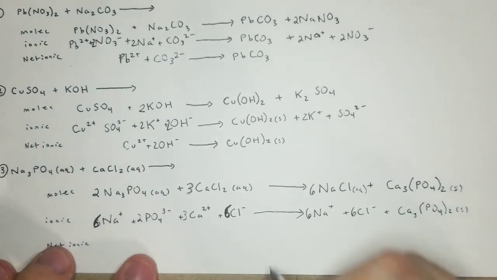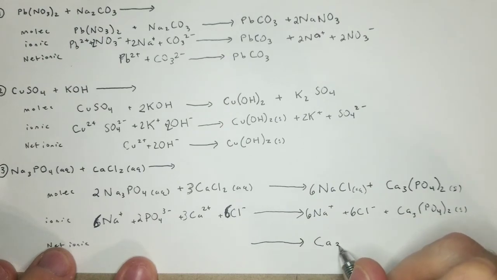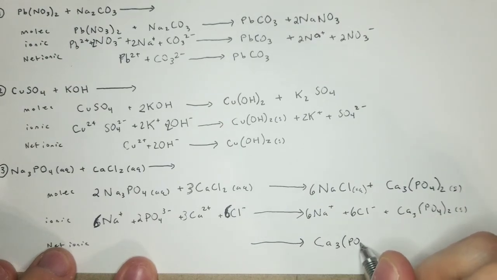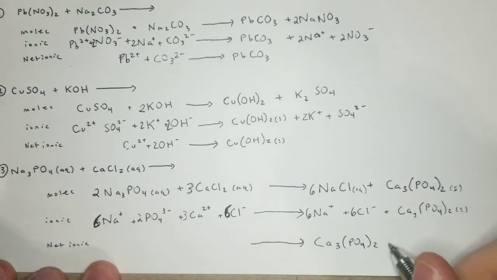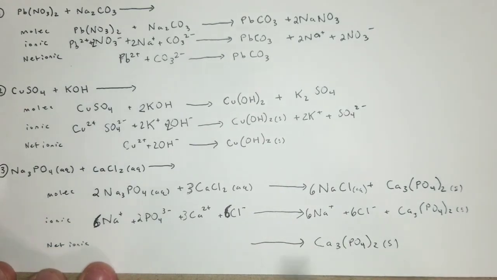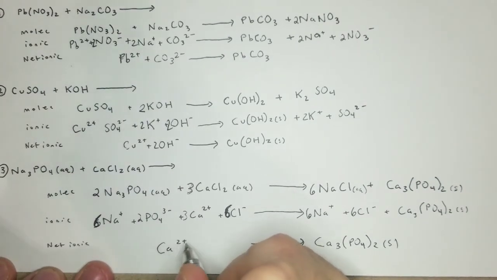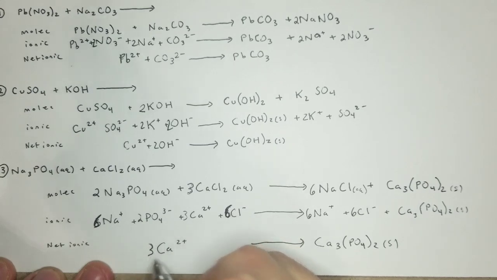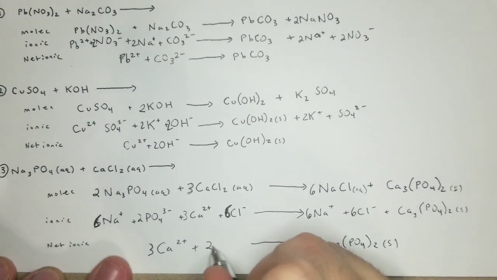Okay, so now for the net ionic, easy peasy. We're just going to throw only the thing that we actually formed that didn't dissociate in the ionic formula. And solid, whatever. I don't think you need these for each step, but then we're going to add 3 Ca2+, plus the phosphate, which we need 2 of.